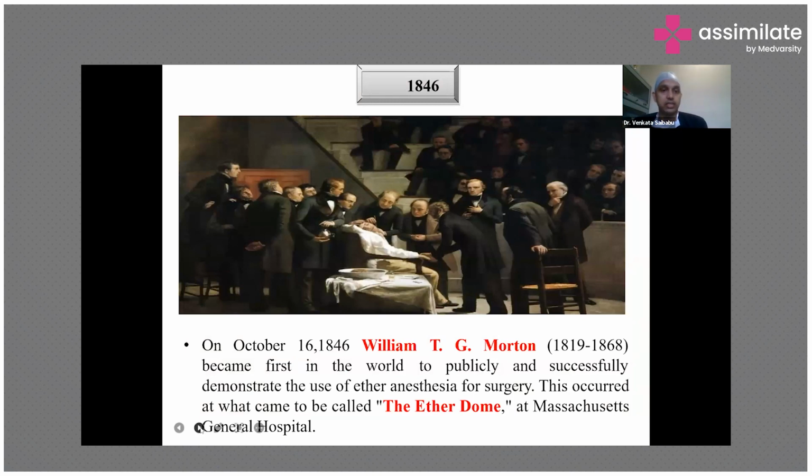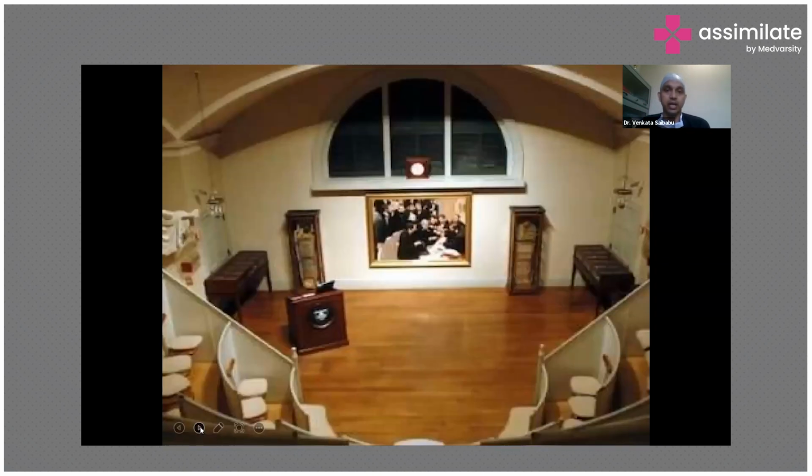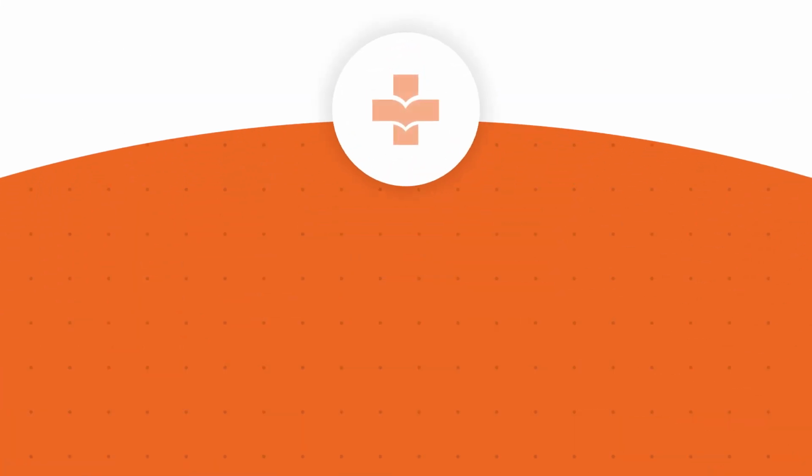So in 1846, William T.G. Morton became the first in the world to publicly and successfully demonstrate the use of anesthesia for surgery. This occurred at what came to be called the ether dome. Basically, Gilbert Abbott was a patient who had a neck tumor, and William T.G. Morton gave diethyl ether to the patient, and the neck tumor was successfully removed by Collins, the operating surgeon. Next slide. This is the ether dome where the first anesthesia was successfully performed.